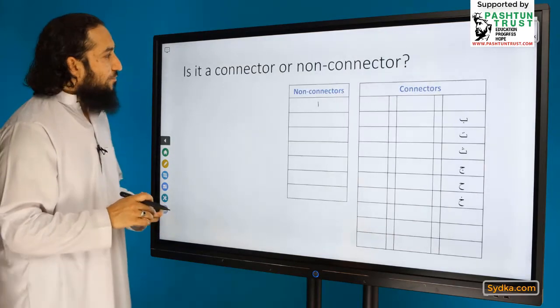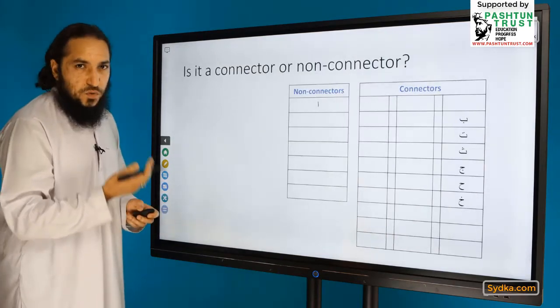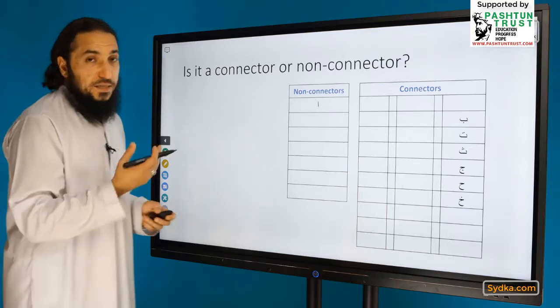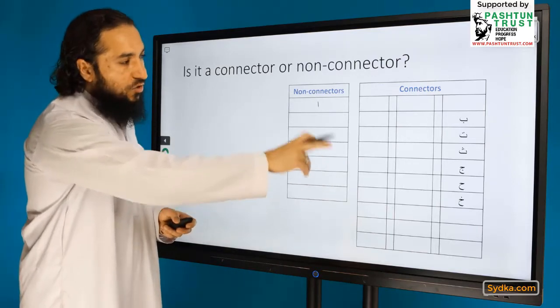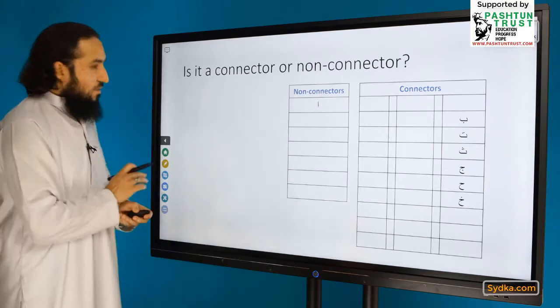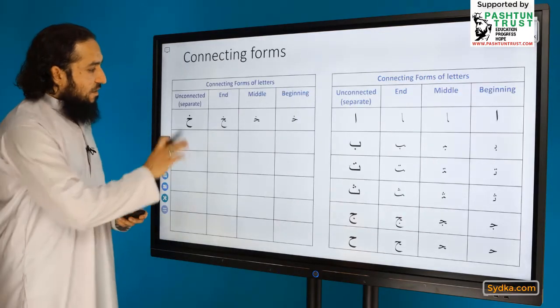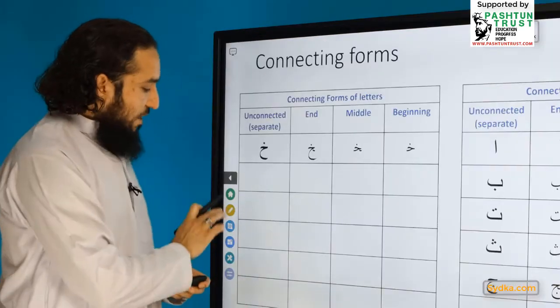Next, is it a connector or a non-connector? It is a connector, similar to the letters before it, Haa and Jim. Why? Because you can see in this slide here, its connecting form suggests that.